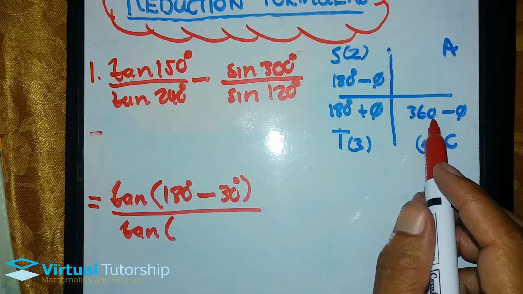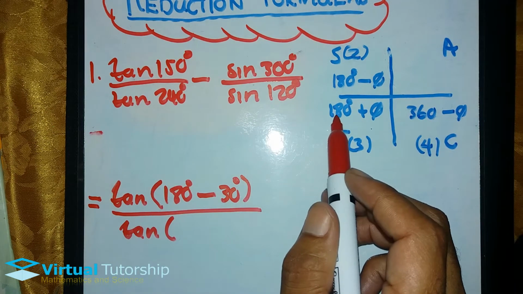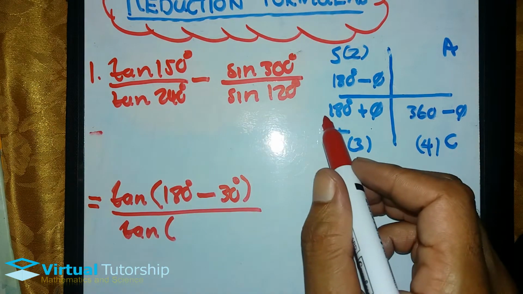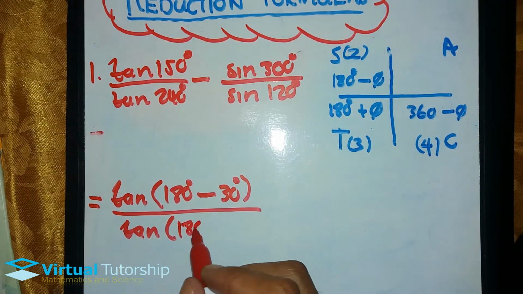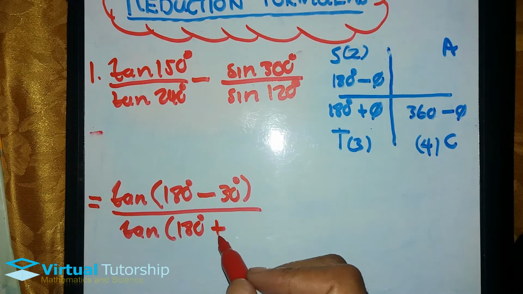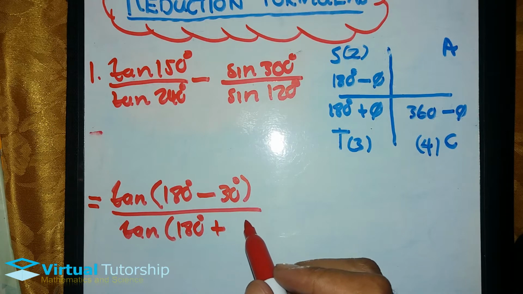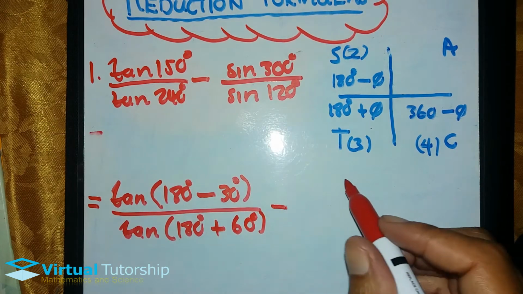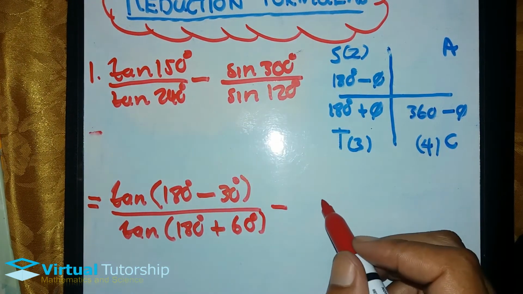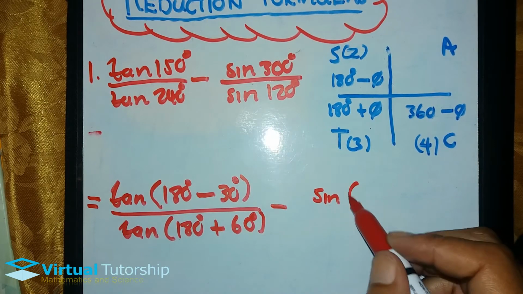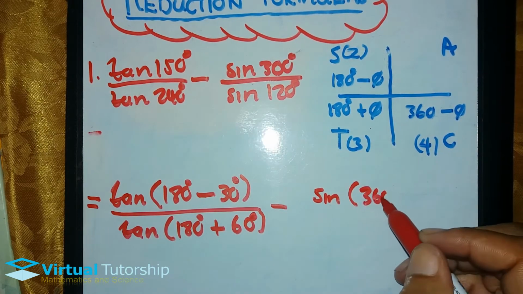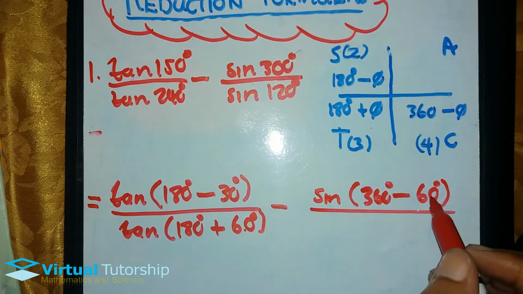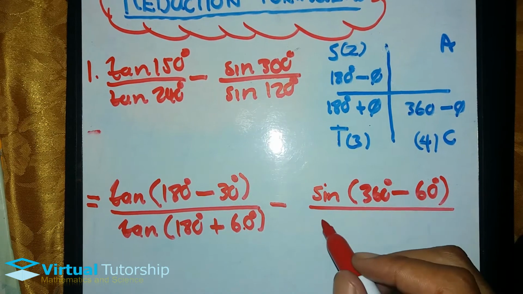240 is closer to 180, is it? Yeah, it's closer to 180. So sebenza the reduction formula 180 plus what? Plus 60 degrees. And 300 is closer to 360, so sebenza the reduction formula 360 minus 60 degrees. Guess what? Vela ini ama reduction ama special angles.